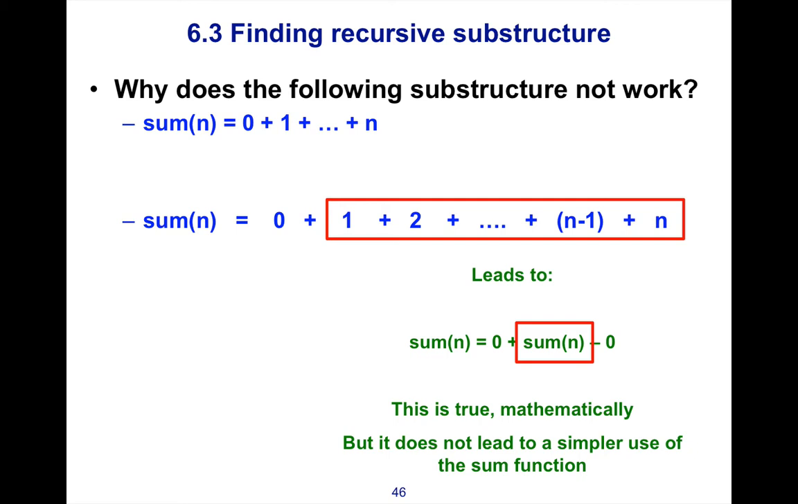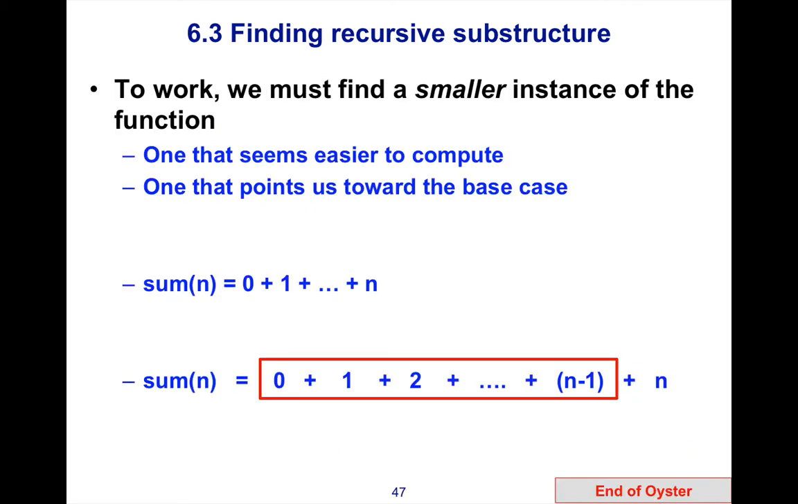So to work, we must find a smaller instance of the function, one that seems slightly easier to compute. And the less distance between the bigger problem and the smaller problem, the easier it'll be to code up the solution. And that smaller problem has to point us in the direction of the base case. We went from n to n minus 1, and that's a diminishing of n, and our base case was all the way down at 0. So going from n to n minus 1 is pointing us in the direction of the base case. Once we've identified the recursive substructure and the base case, we have a recursive formula that we can simply code as we did before.